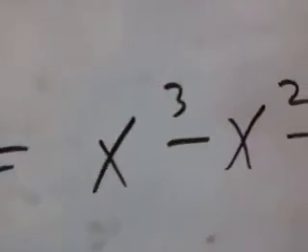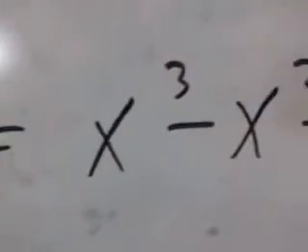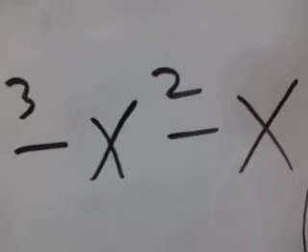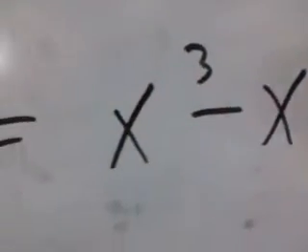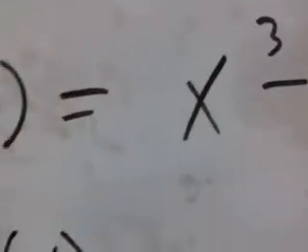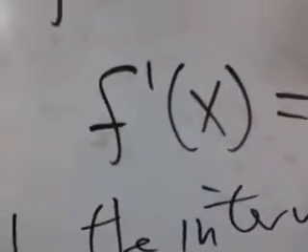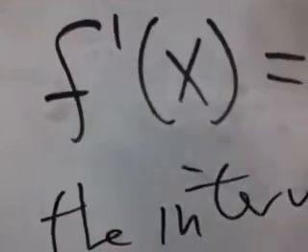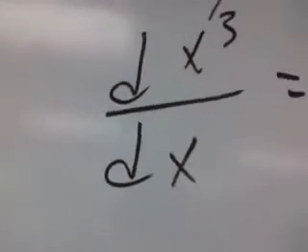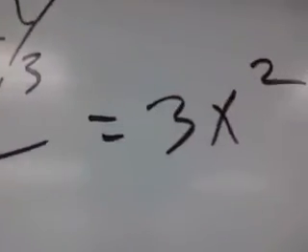We have our function, f of x equals x cubed minus x squared minus x. First we have to take the derivative of the function, the first derivative. So that would be f prime of x. We take the derivative of x cubed. The derivative of x cubed equals 3x squared. So we just plug that into the problem here.